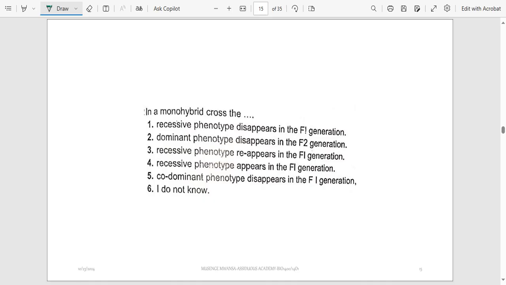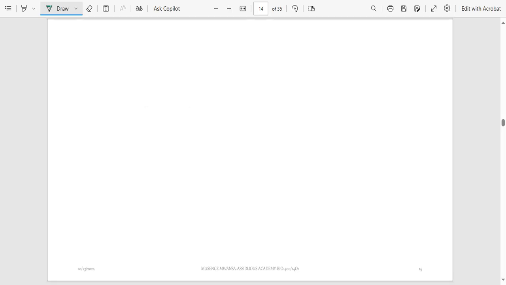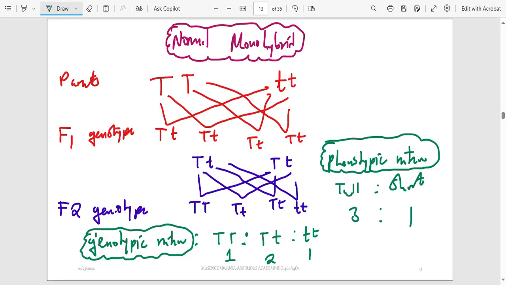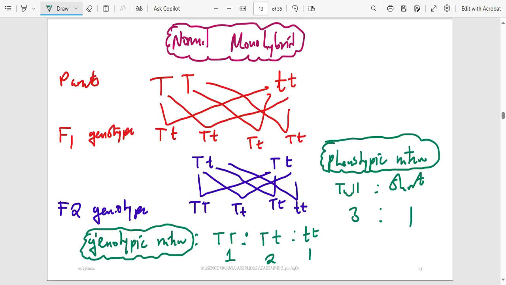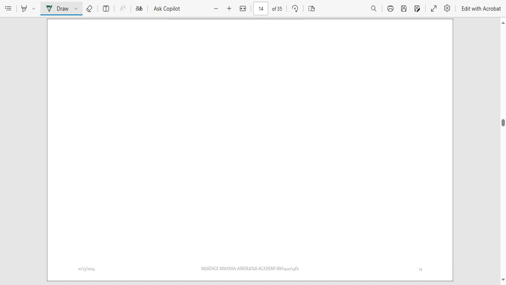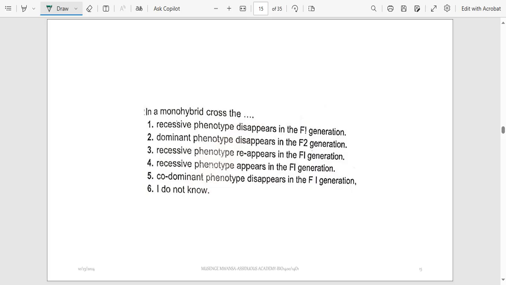In a monohybrid cross, the recessive phenotype disappears. Can you see what is happening? What is happening to the recessive phenotype? Is it disappearing? It is still there, all right? Recessive phenotype disappears in the F1. You can see in the F1 you don't have any recessive phenotype. Phenotype is physical appearance. In the F1, all the children are going to be tall because they all have a capital T. Okay, recessive phenotype disappears in the F1. This is true, right?